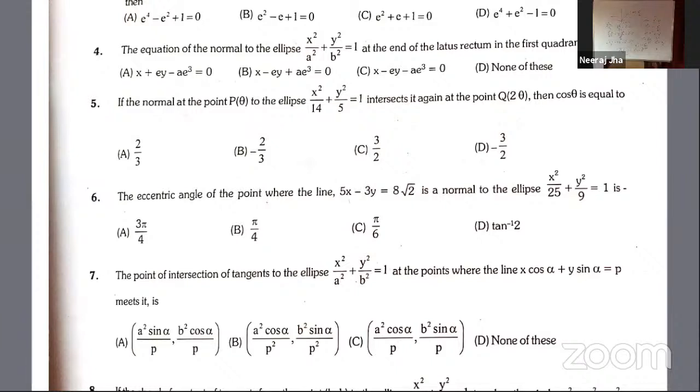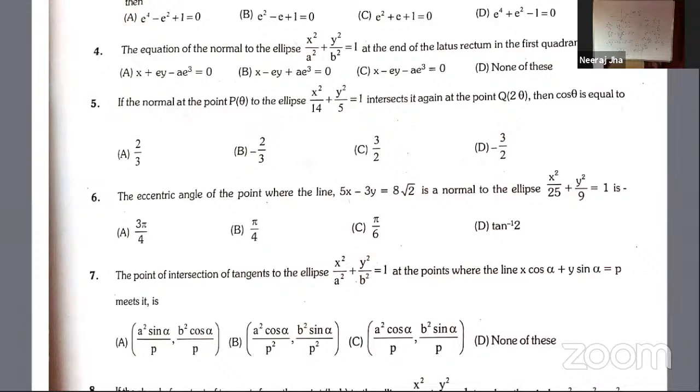Question number 4 is saying the equation of the normal to the ellipse at the end of the latus rectum in first quadrant. So simple question. Directly you can write the equation. I have written on the board. That is ax upon e minus a into y is equal to a square minus b square.